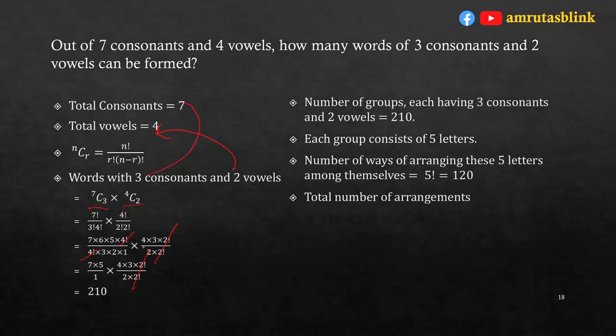So total number of arrangements, that is total number of words, is equal to 210 into 120, that is 25,200 words we can create out of these 3 consonants and 2 vowels. Understood? In these kind of problems, we need to combine both the concepts of permutation and combination. Permutation is for arrangement of the letters and combination for selection of the letters.